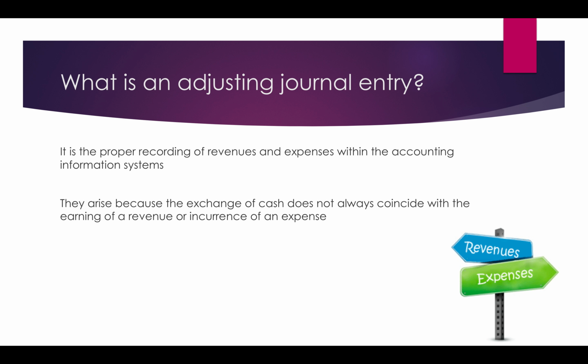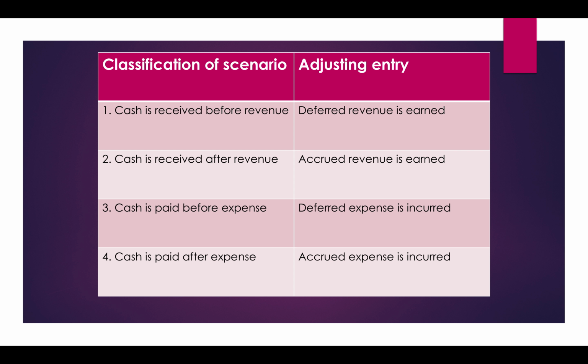Adjusting journal entries. What is an adjusting journal entry? Adjusting journal entries allow for the proper recording of revenues and expenses within accounting information systems. It is the fourth step in the accounting cycle and occurs at the end of each accounting period after the trial balance is prepared. Adjusting entries arise because the exchange of cash does not always coincide with the earning of revenues or the incurrence of an expense.